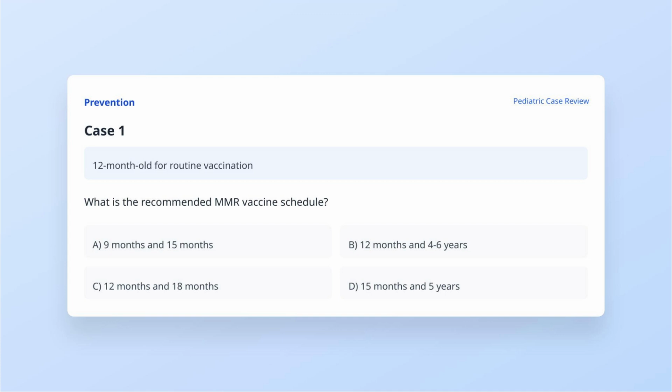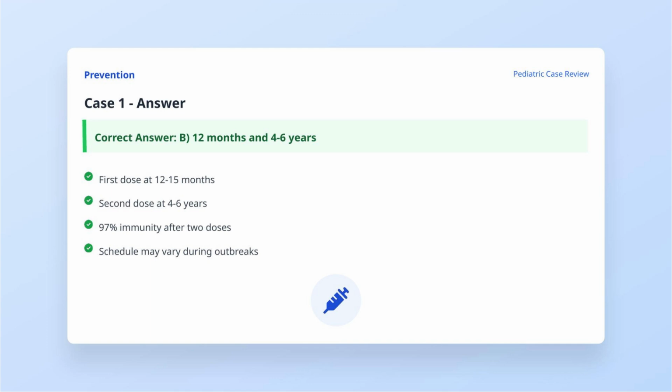A 12-month-old presents for routine vaccination. What is the standard recommended schedule for measles, mumps, and rubella vaccination in the United States? A. 9 months and 15 months, B. 12 months and 4 to 6 years, C. 12 months and 18 months, or D. 15 months and 5 years? The correct answer is B. 12 months and 4 to 6 years.